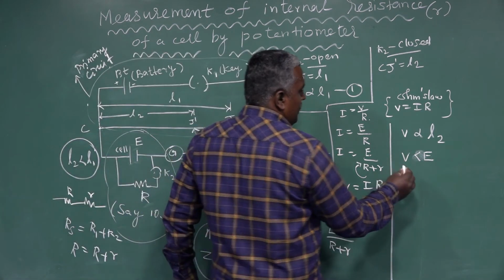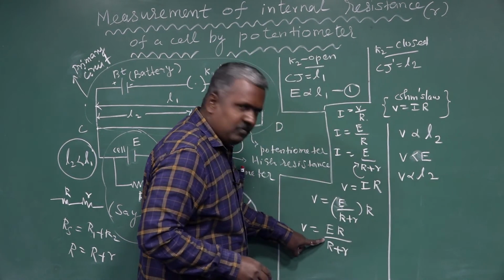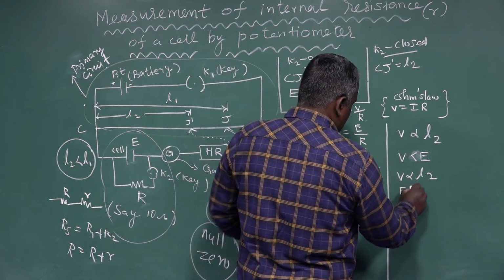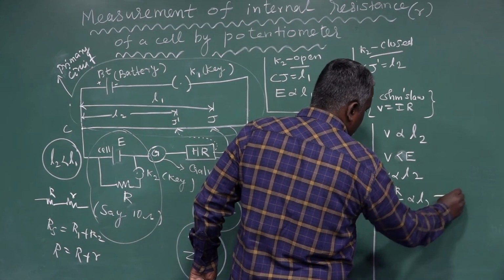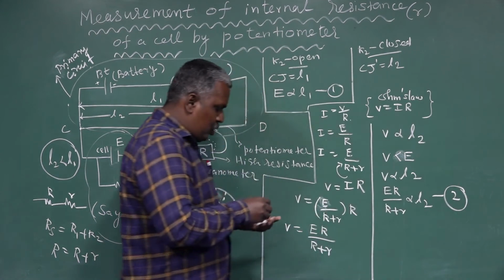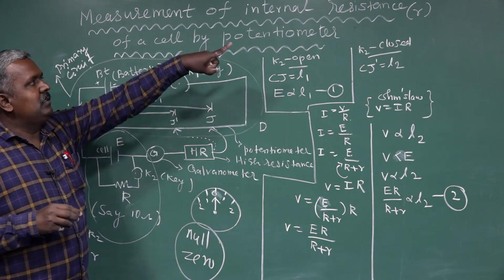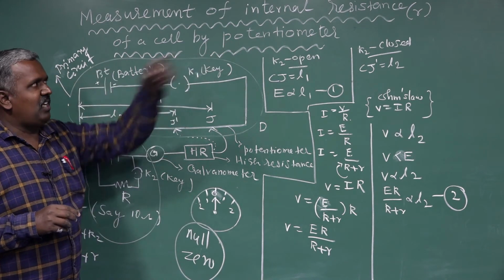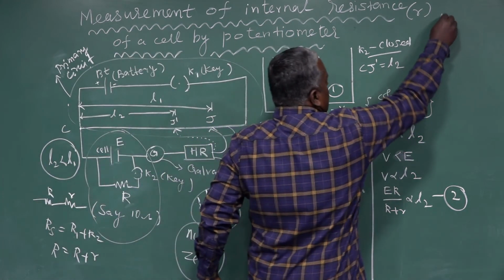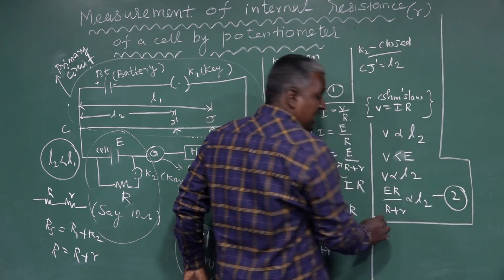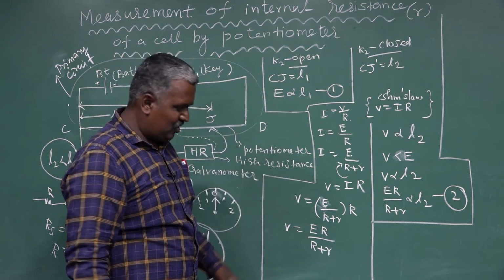So V is proportional to L2. What is the V value? ER by R plus r is proportional to L2. Equation number 2. What is our motivation in this question? We want to calculate the internal resistance of the cell, small r value. Think and say, what to do here? Yeah, taking equation number 1 and 2. Clear?